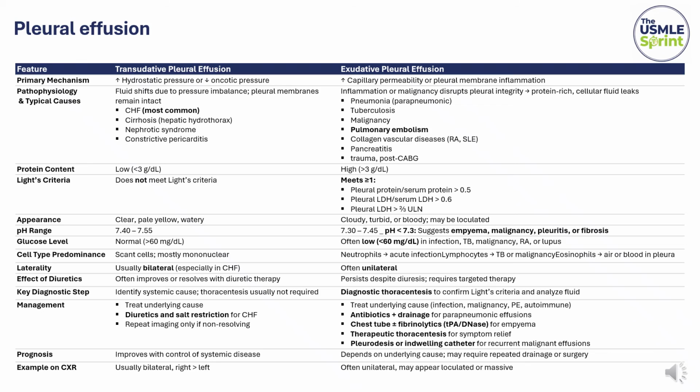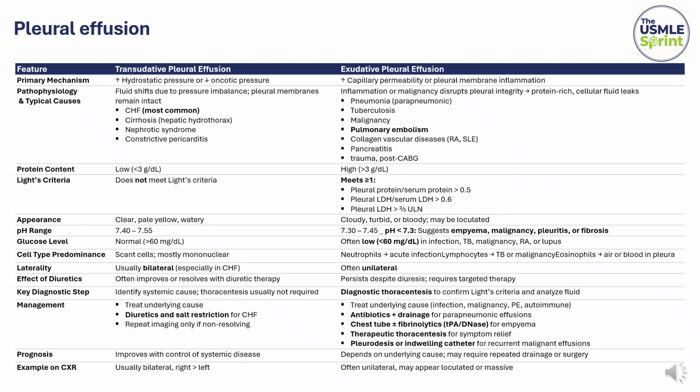Now let's discuss pleural fluid pH. Normal pleural fluid pH is around 7.6. In transudates, it ranges from 7.4 to 7.55. In exudates, it falls between 7.3 and 7.45. A pleural fluid pH below 7.3, especially when the arterial pH and glucose are normal, suggests empyema, pleuritis, tumor involvement, or pleural fibrosis.